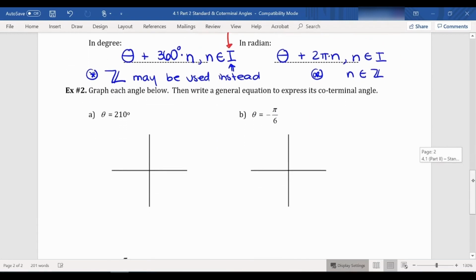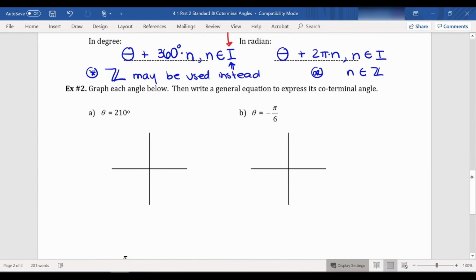So we're going to try a couple questions here. If I'm going too fast, feel free to pause so that you can catch up, write down, scroll back if you need to. So we're going to graph each angle below and then write a general equation to express its coterminal angle. So my 210 degrees, hopefully we know that that is in quadrant 3, traveled more than a half circle, but not quite 3/4 of a circle.